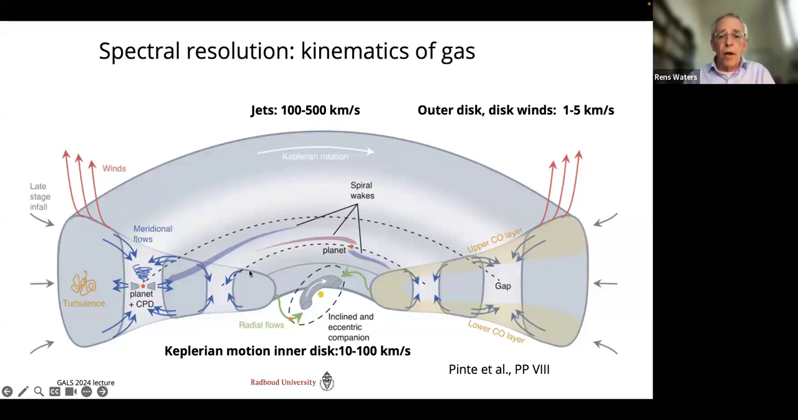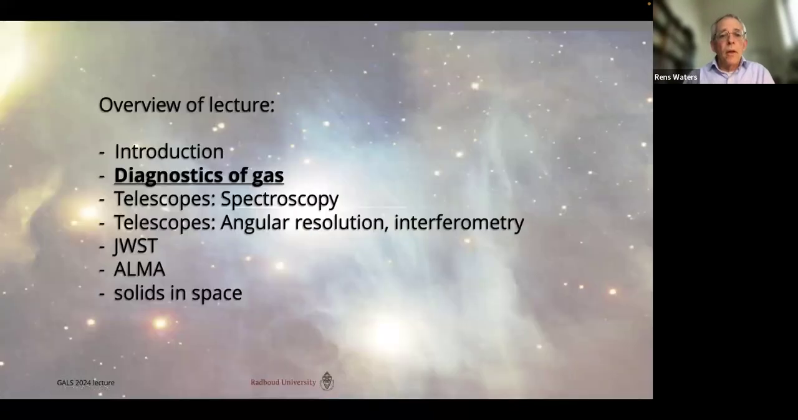So depending on what parts of such a disk you want to study, you need spectral resolutions that are very high, of the order of kilometers per second or more, but sometimes you can also do with modest spectral resolution if you want to study things that move very fast. That is a first introduction to what we want to achieve and the telescopes we have and the instruments behind it.